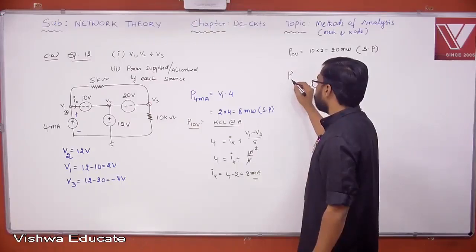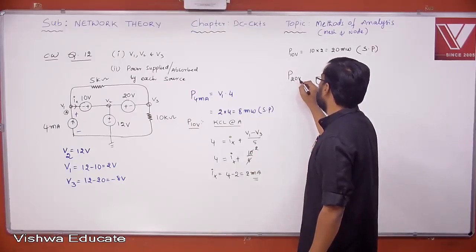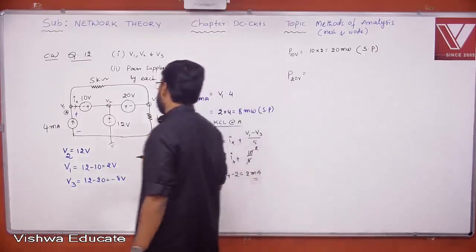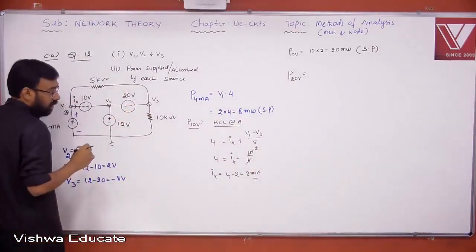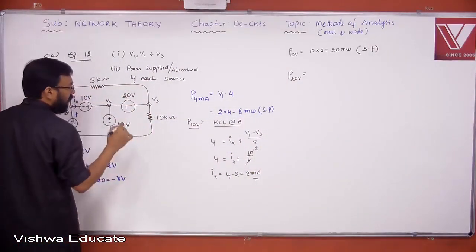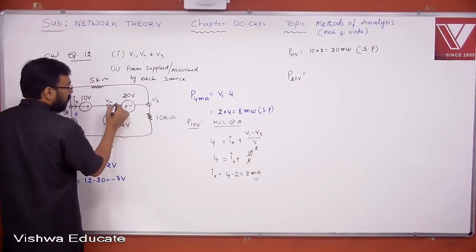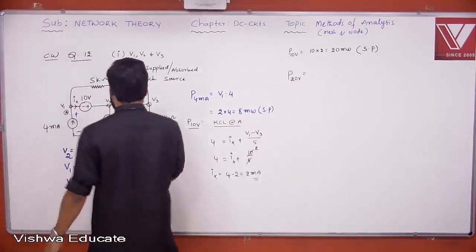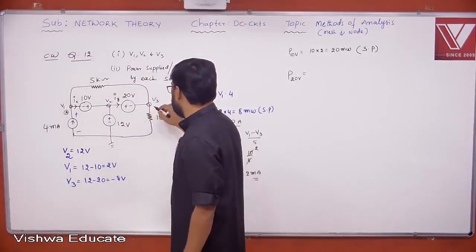Then power of 20 volt. What is the power of 20 volt? Power of 20 volts means again you need to find the current here. Assume some current, take random directions. Take some current here, IY, nothing wrong in this. You can take this way or this way. Let's see what will happen. Apply KCL either at this node or at this node.